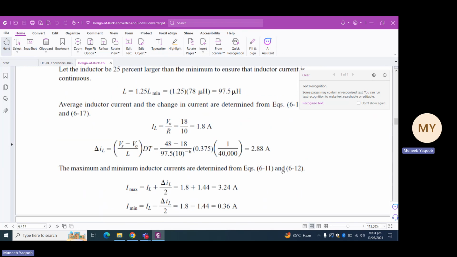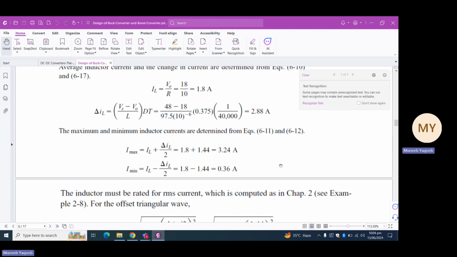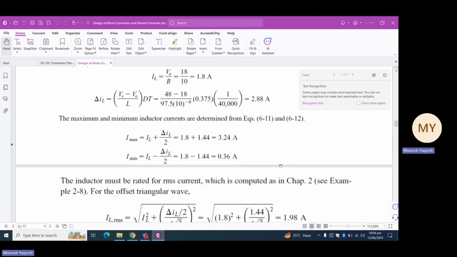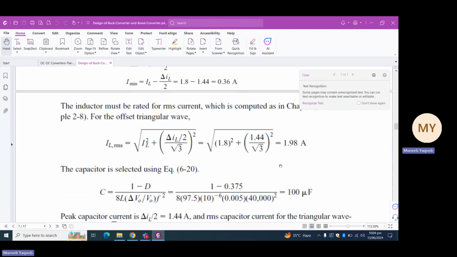Now we know that I maximum is basically IL plus delta IL upon 2. So using this expression, we calculated I maximum and I minimum as well, and it is 3.24 ampere and 0.36 ampere respectively. Now for the RMS values of this inductor current IL, we will use the expression that we were using in equation 2.8 of chapter 2.